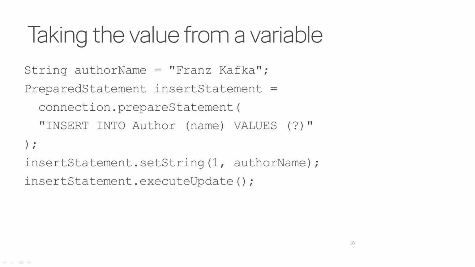How much later? Well, next line. So in the next line, I'm putting in which value was it. So set string on the statement, 1, author name. So author name is the value. That's Franz Kafka. 1 means the first question mark. Because this is a very, very simple table. It has a name and it has an ID. And the ID is auto-filled, so I only fill out the name. So I only have 1 question mark. But book has 4. So that would be 4 question marks.